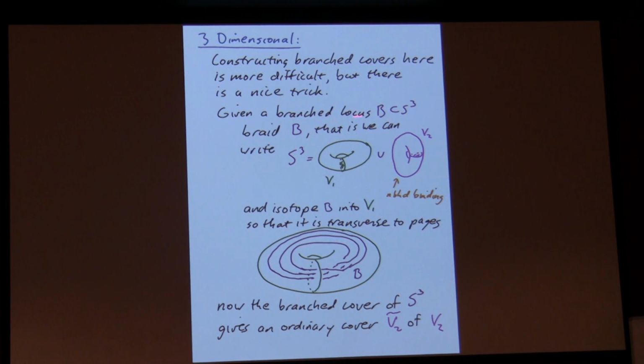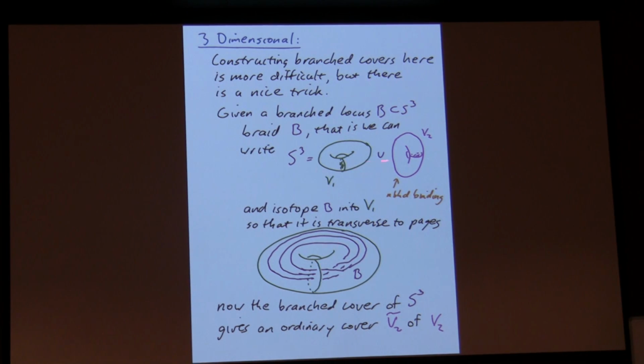So you take your branch locus and you braid it. You braid it about the unknot. So basically, the way I'd like to say that is I isotope the branch locus so it sits in, say, this solid torus here, and it's transverse to the pages, to the disks. So I think of this as being like the pages, the fibration part of an open book, and this being a neighborhood of the binding of an open book. So I've kind of braided my branch locus about the pages of an open book.